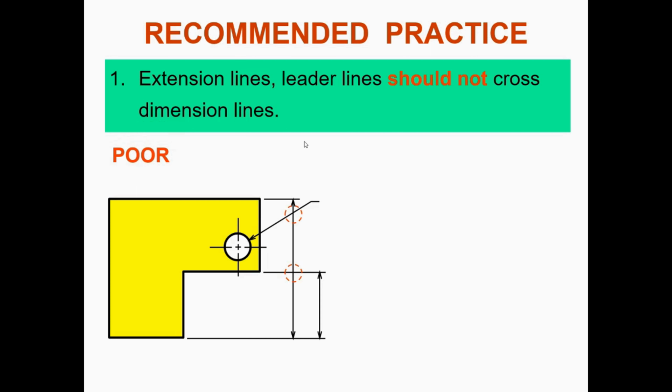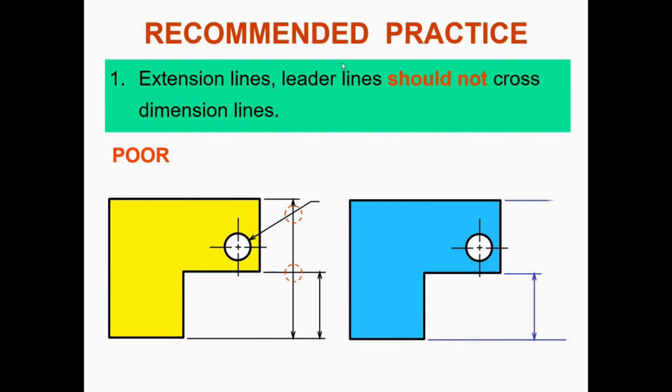So you have the poor presentation of this. This is a very poor presentation, with the circle indicating that it's a poor presentation. The blue shows us the right way to do it. So this is the right orientation. You can have the leader line crossing the extension line, but not the dimension line.